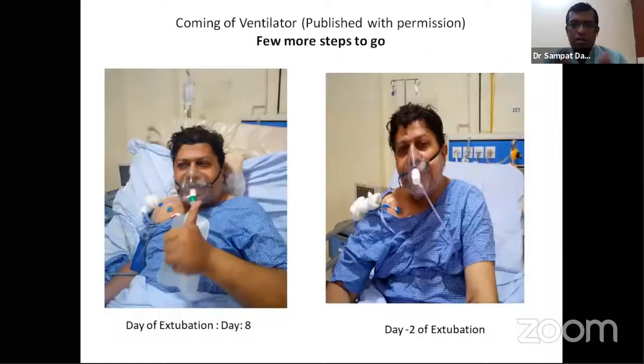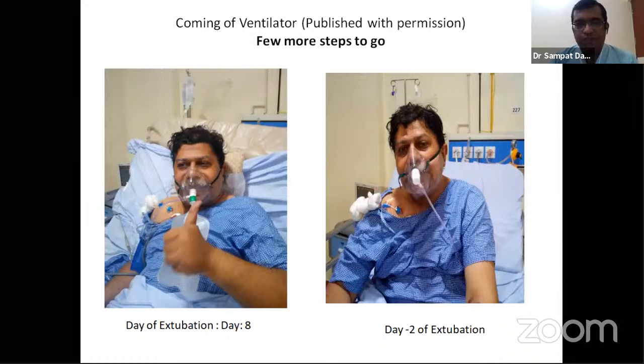So this is the patient who was extubated on day 8. These photos have been published with permission. This is day 2 of extubation, that is, today's morning. You can see that on day 1 of extubation, we were using a bit of oxygen with a reservoir mask, and on day 2, there was oxygen with only a mask. I think most of us may know this person. Not to disclose further, but this has been published with his permission.